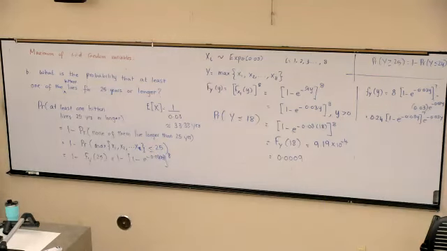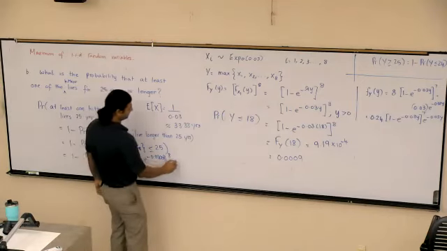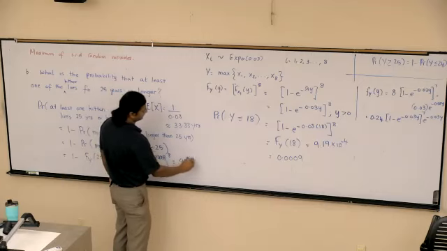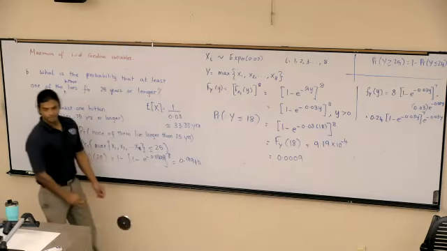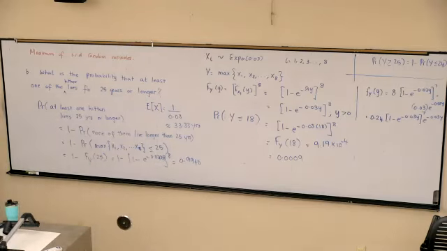So what do we get? 0.994. So there is a 99.4% chance that at least one of them lives for 25 years or longer. Does that make sense?